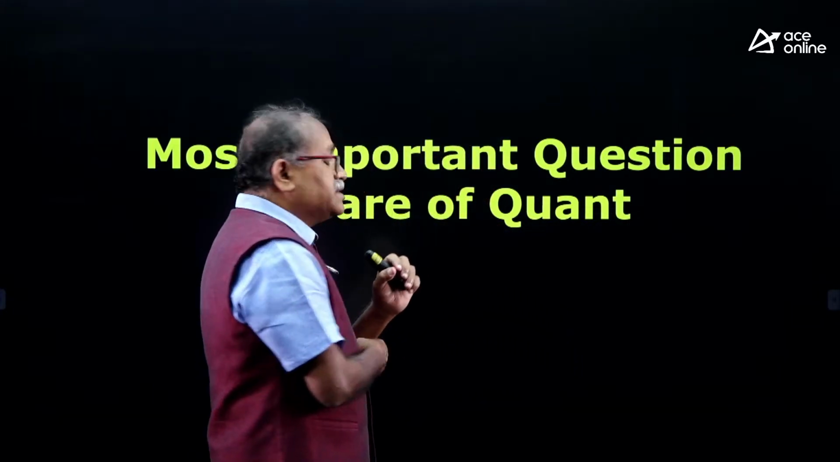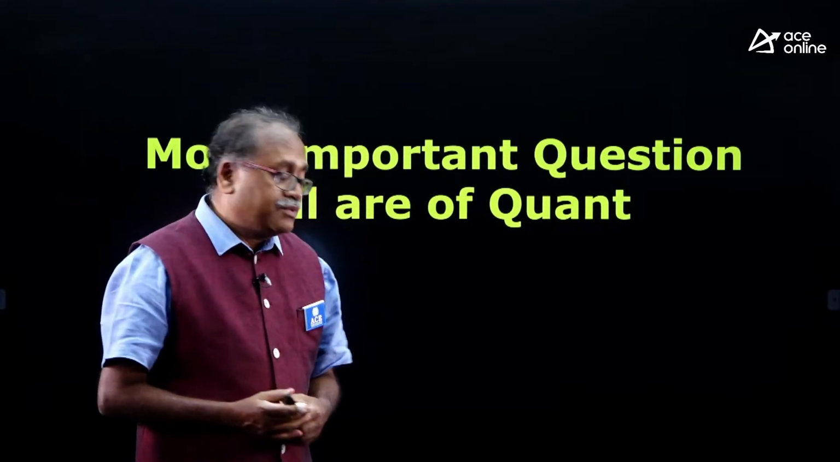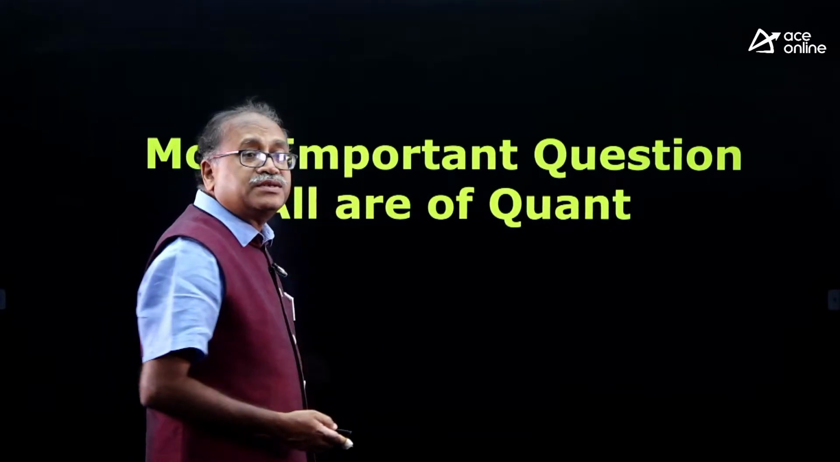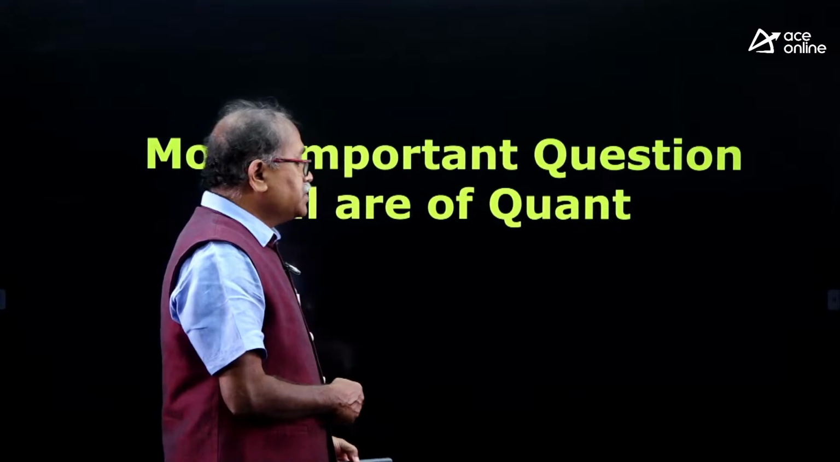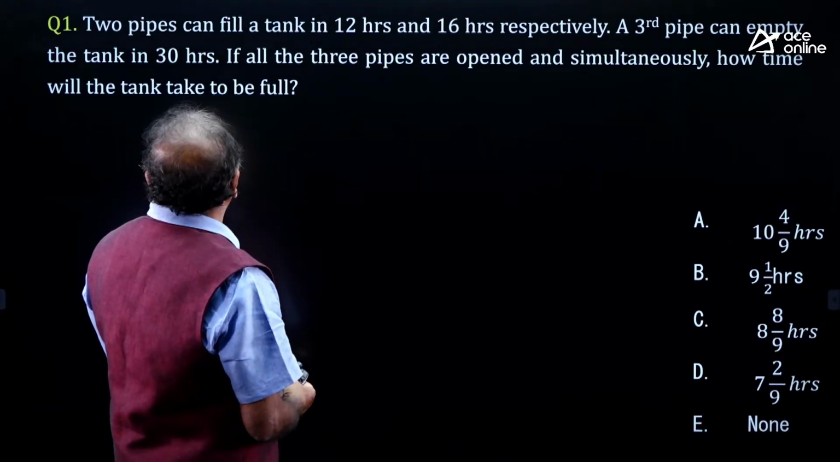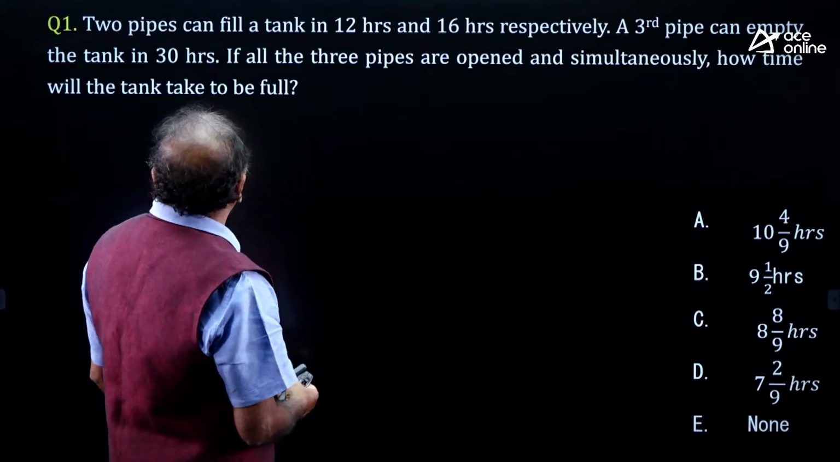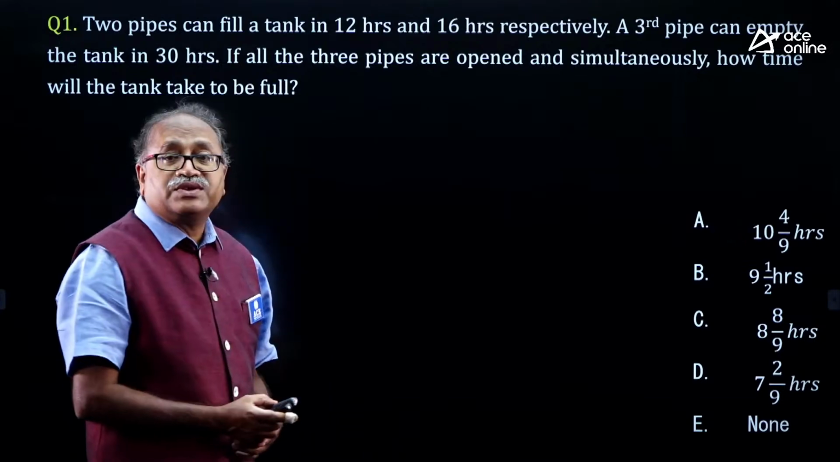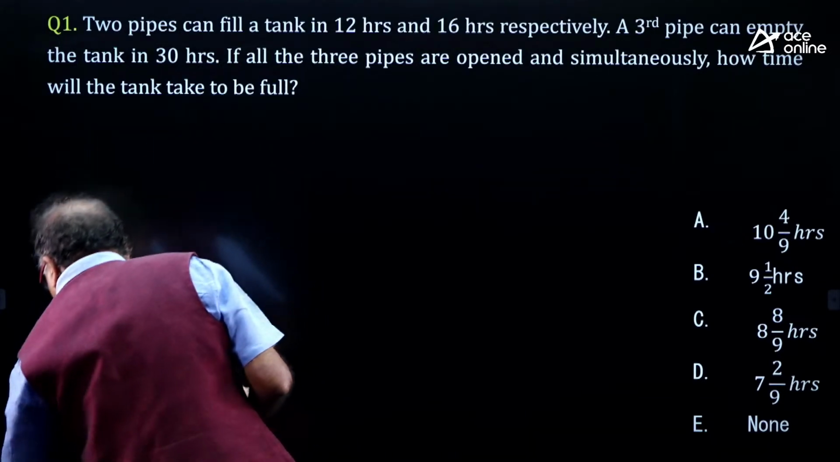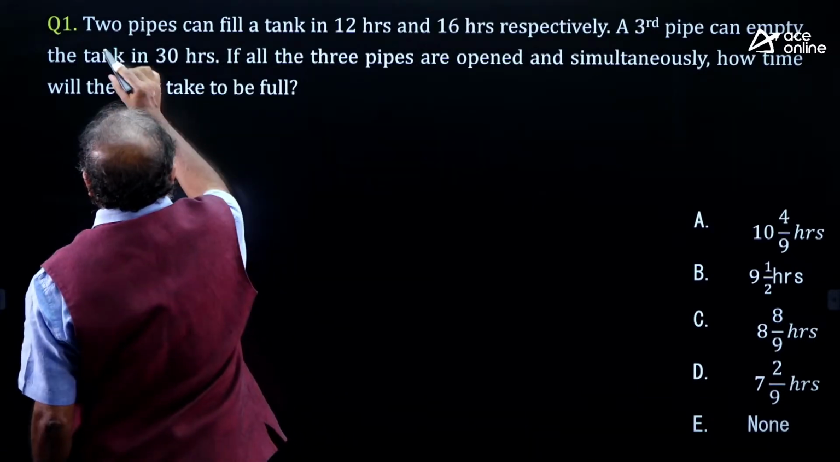Today we will discuss different areas of quantitative aptitude, with a minimum of 10 questions. Let us begin with the very first question. You can see that it is about pipes and cisterns. Let us read it out and then I will see what can be done over here.